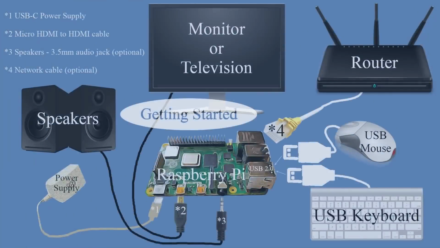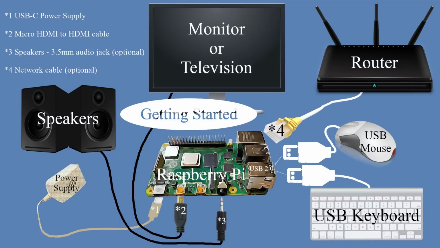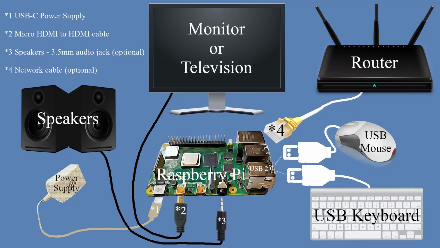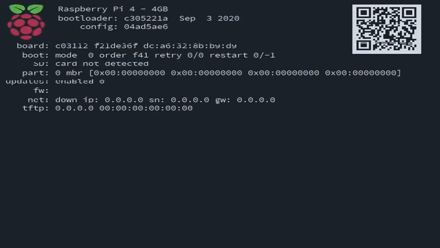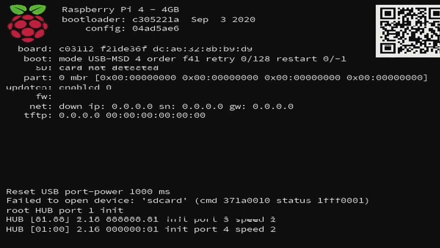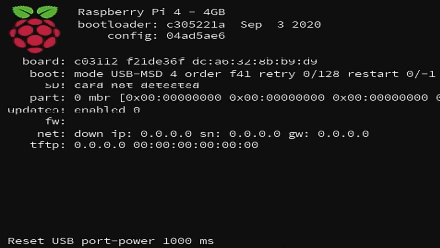The first thing we need to do is connect everything together, as in the illustration on screen. At this stage, don't connect any storage, and when you're ready to go, turn everything on. The reason we're powering on the Pi without any storage attached is to look at its bootloader screen.